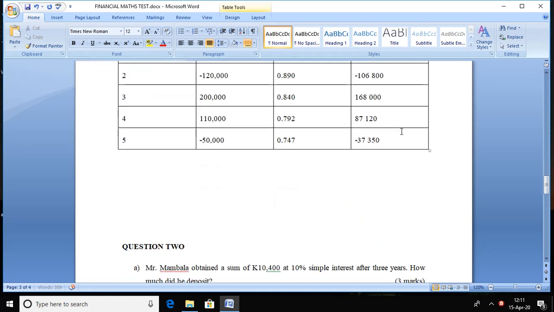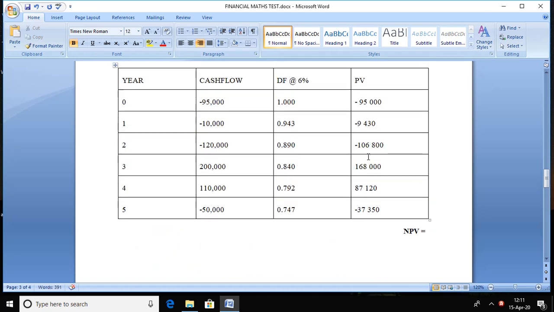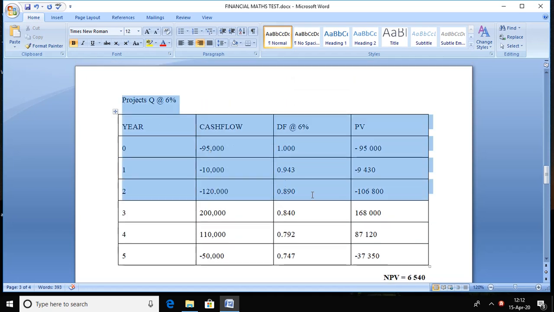37,350. So calculate the net. We'll have the net PV of, if you net the positive values minus the negative values plus the negative values, you should get a positive 6,540. So Project Q at 6%, it's profitable. What about Project Q at 8%?